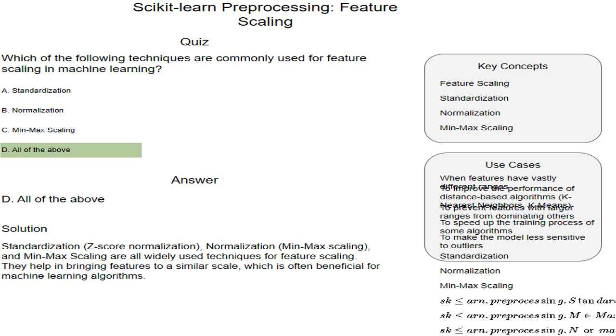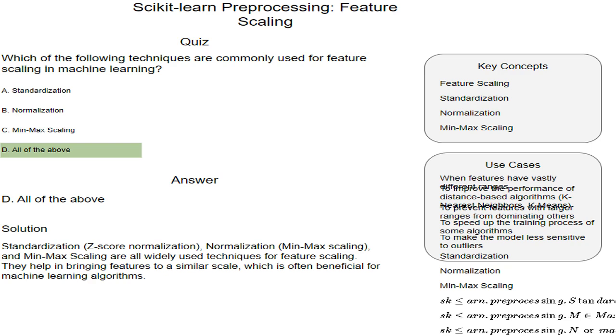True. Min-max scaling is a feature scaling technique that scales features to a specific range, often between 0 and 1. It's particularly useful when features have vastly different ranges and you want to bring them to a common scale.